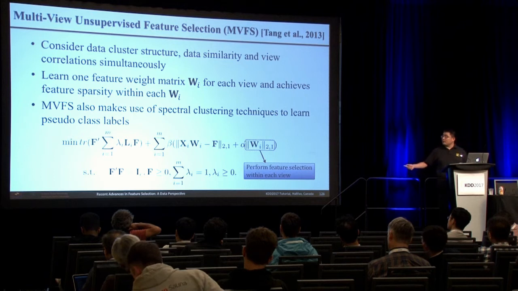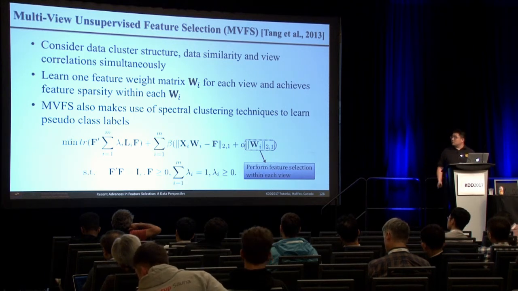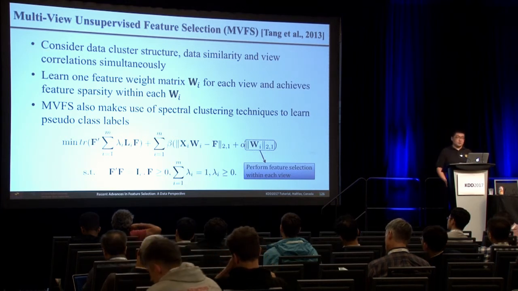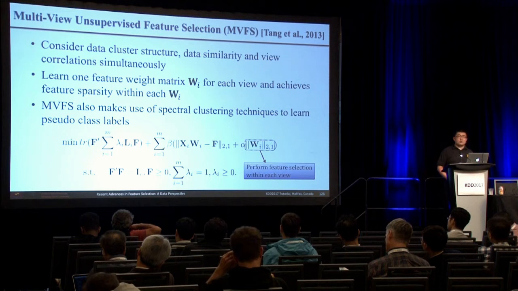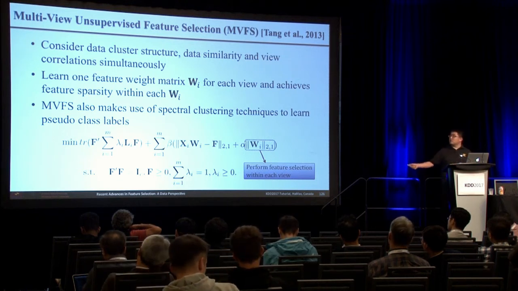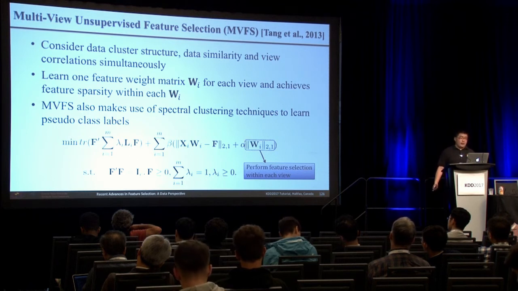The model parameter is Wi. And for each data source, they try to impose a two-norm regularization term to achieve feature sparsity within each particular view. And also, to learn the pseudo label, they make use of spectral clustering techniques. So this is the formulation of the multi-view feature selection.